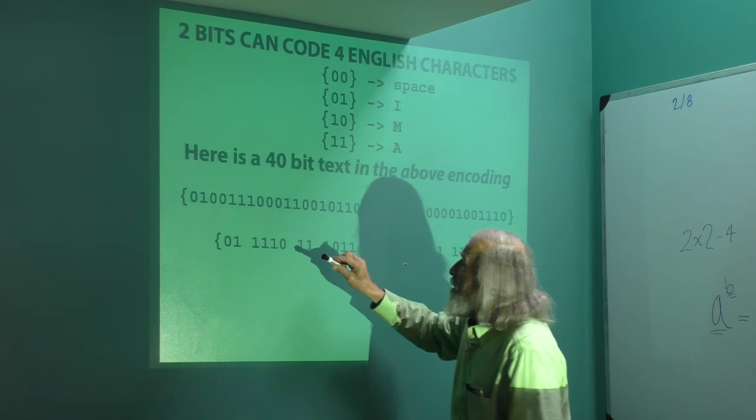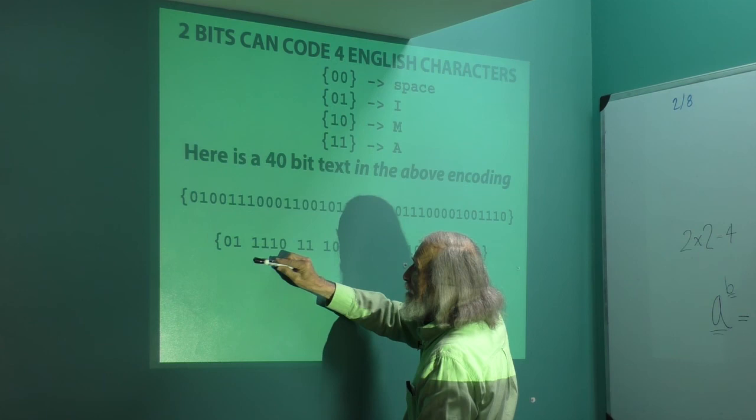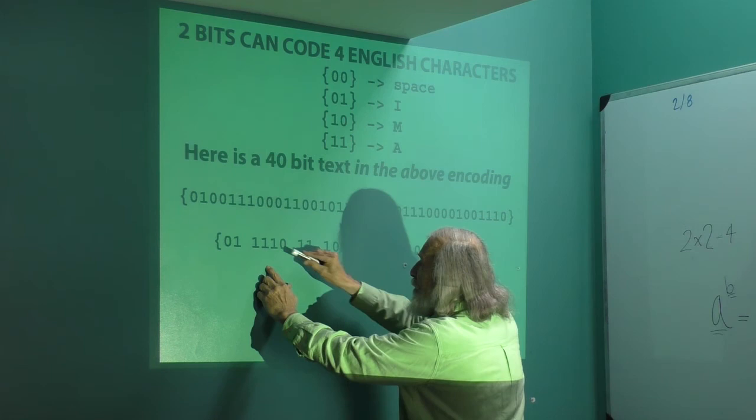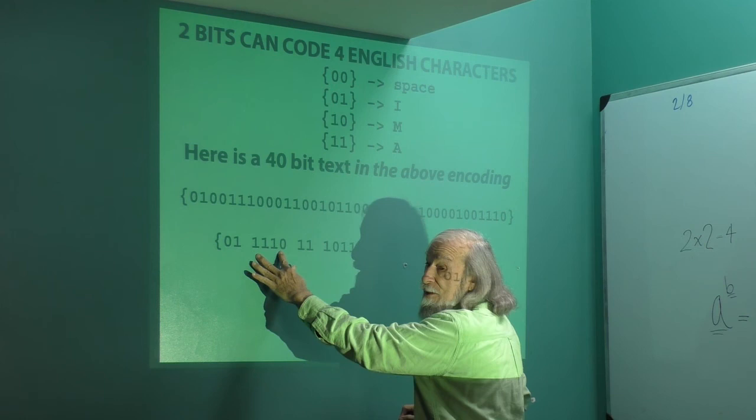So 1110. These are all 2-bit strings. 1-1, we go to the dictionary. That's A. Hold the A in your mind right now. So we have an A there. Now we have a 1-0. 1-0 in the dictionary is an M. So we have A, M. Is that a word? Yeah. I am.